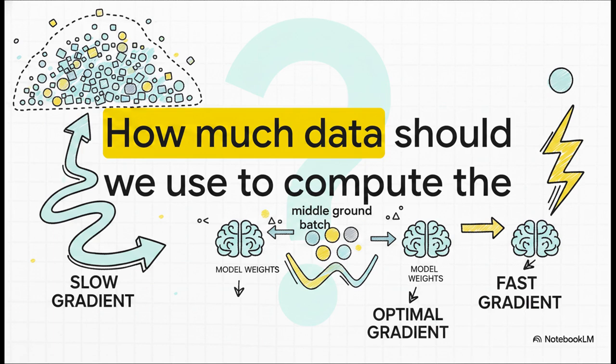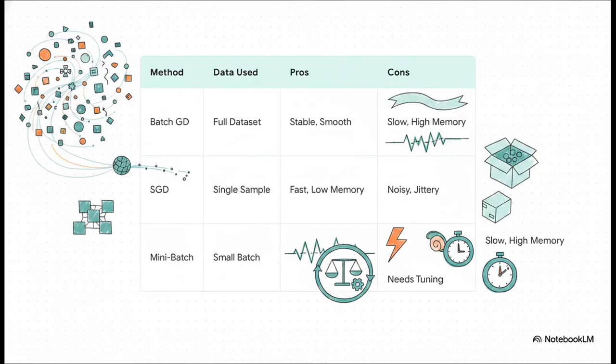Do we look at the entire data set to get a perfect but really slow reading of the landscape? Do we just grab one random data point for a super fast but noisy update? Or is the answer somewhere in between? And this is the classic trade-off, right? On one end, you have batch gradient descent. It's stable, it's smooth, but man, is it slow and memory hungry.